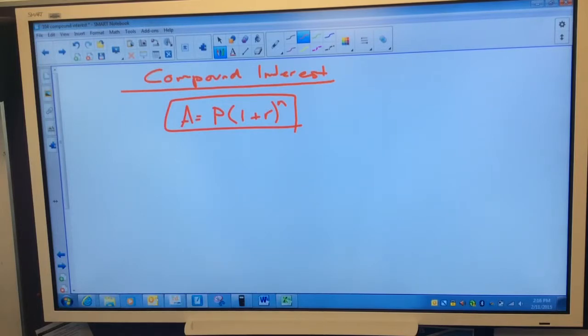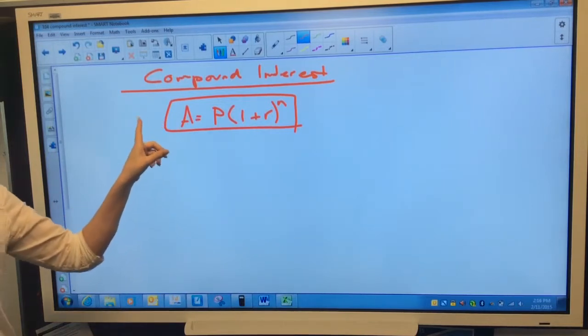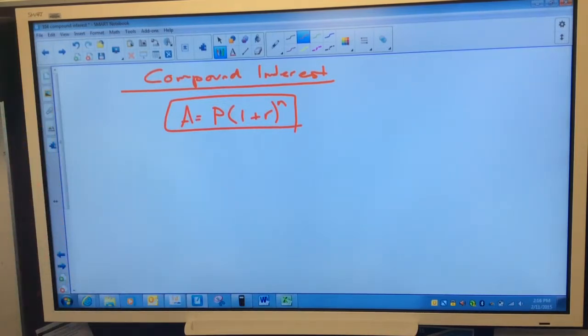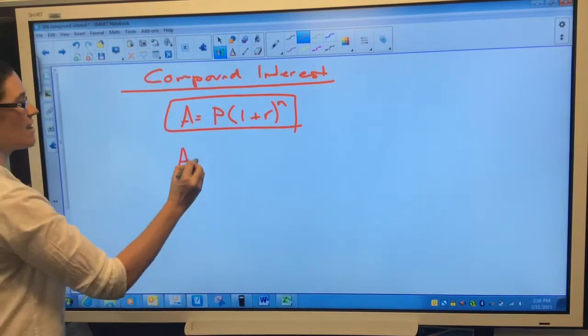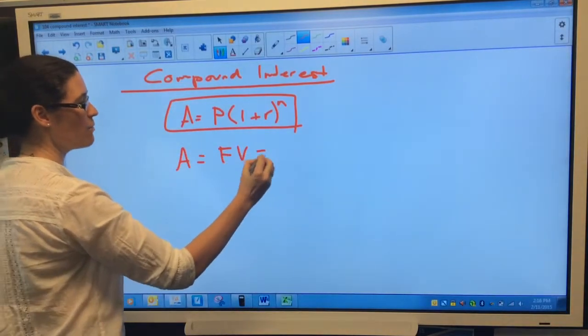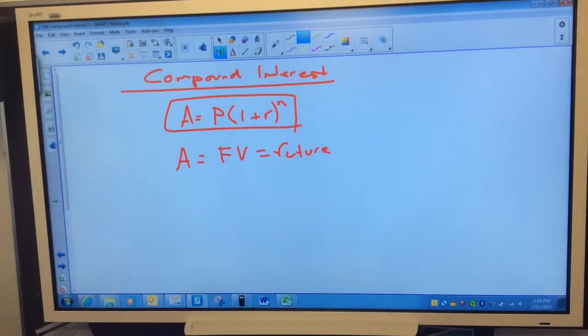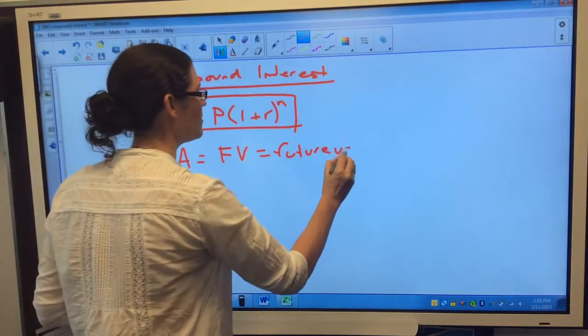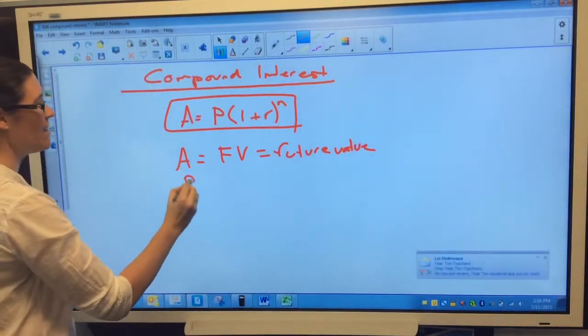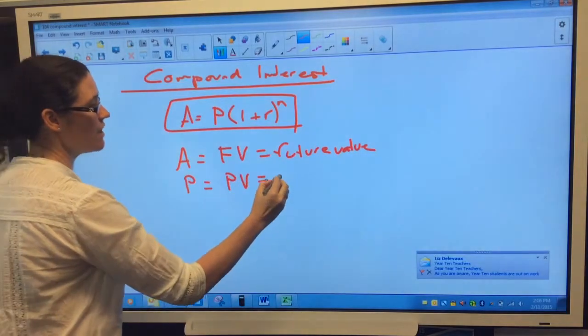They also give you another version, which instead of calling them A and P, they call them FV and PV. Okay? You can cope, I promise you can cope. The A is going to be FV, meaning your future value. So if you see A, it could be FV, which is the future value. And if you forget what it means, it's written on your formula sheet. They tell you, okay? Future value. And P, which is sometimes called PV, is the present value.